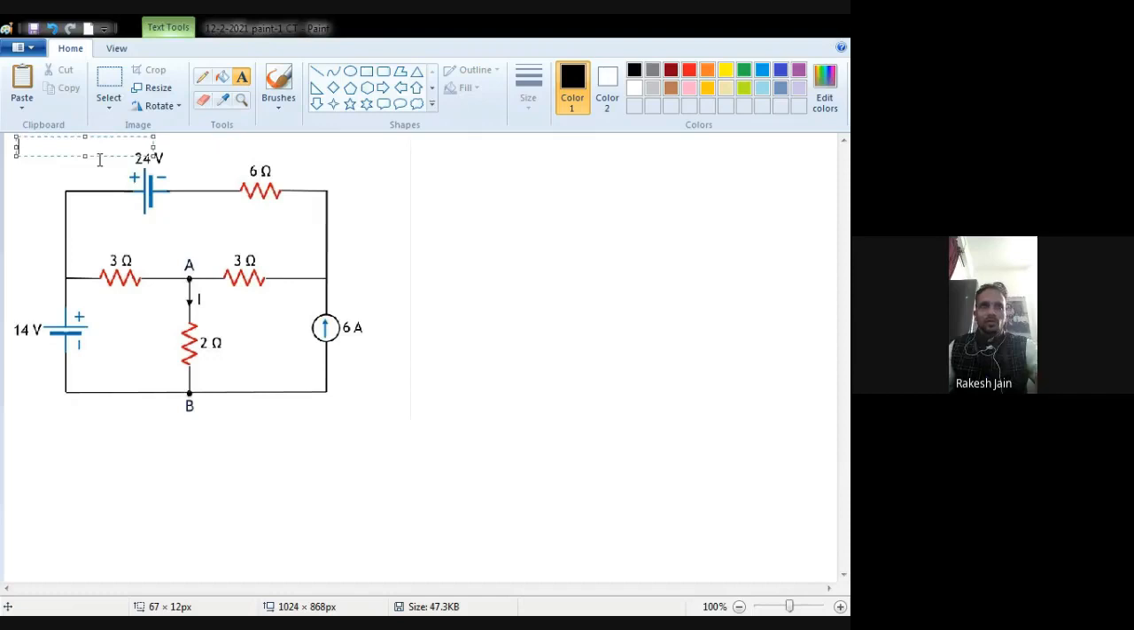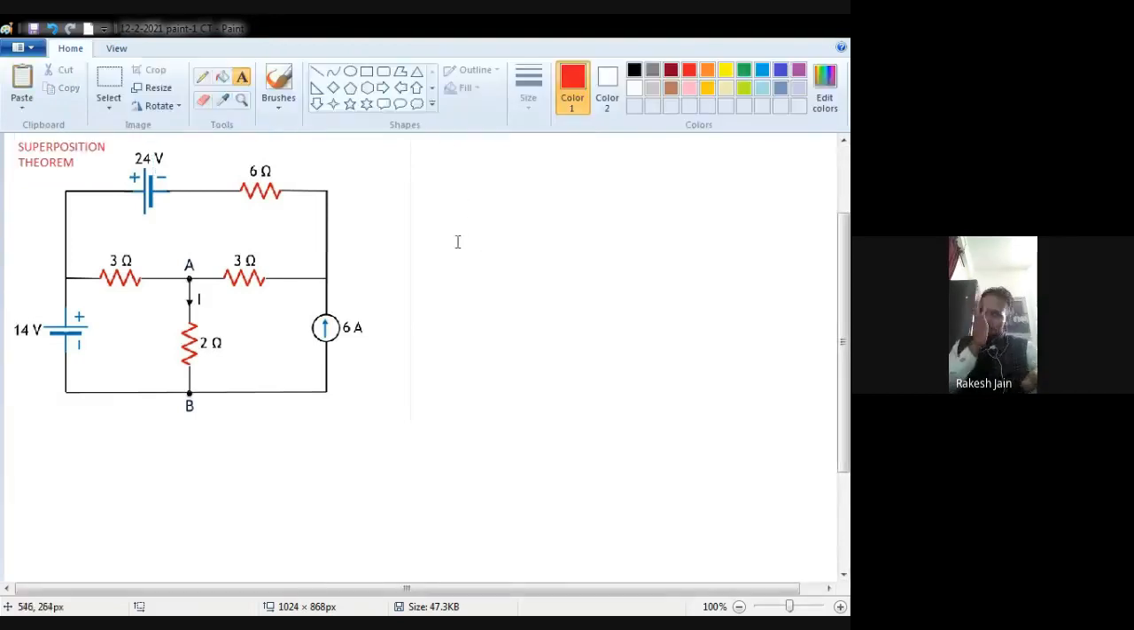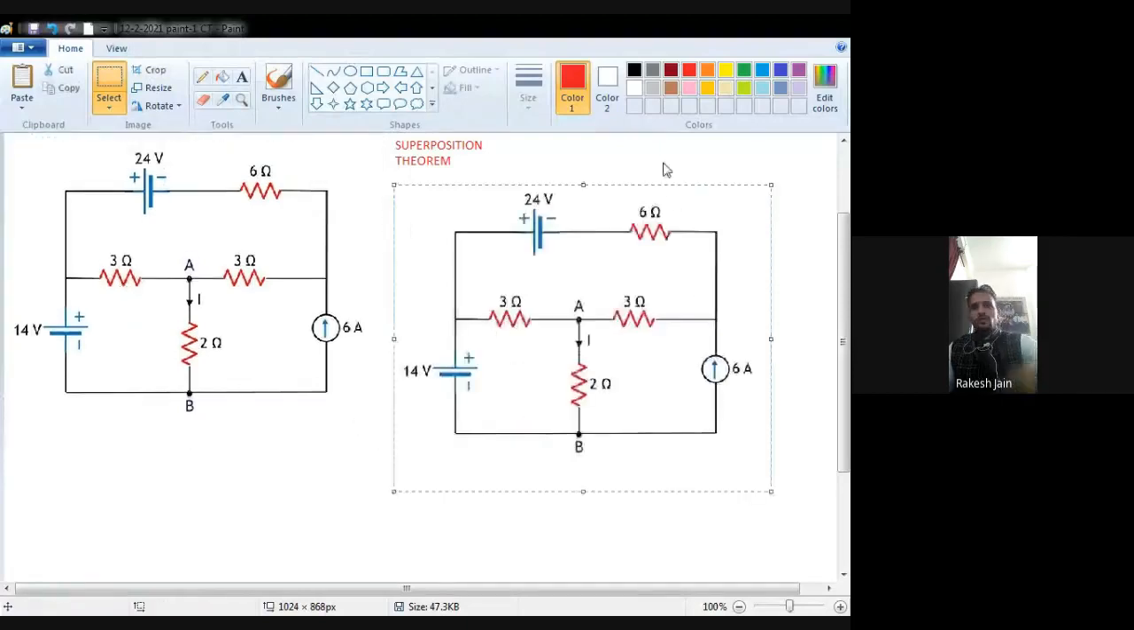We have to solve this question. We have to find out the current I, which is given in the question in branch AB, with the help of the superposition theorem. So I write down the name of the topic once again: superposition theorem. We have to solve this question with the help of the superposition theorem.